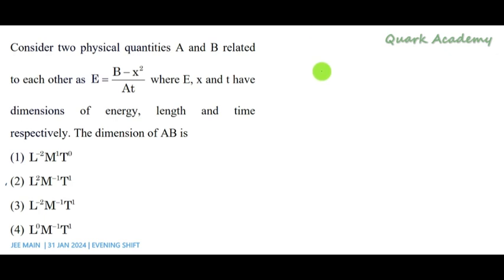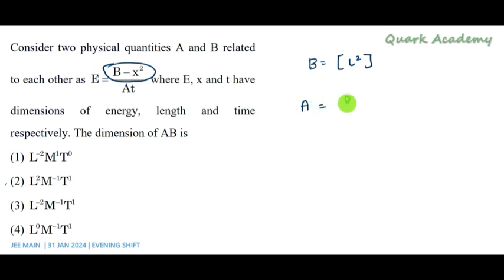This question is based on dimension analysis. We need to find the dimension of A and A multiplied by B. If we look at this expression, the dimension of B is pretty simple because it is written as B minus x squared, where x has a dimension of length. Whenever we add or subtract two quantities, they should have the same dimension. So since it is subtracted from x squared, B will have the same dimension as x squared, L squared. Now let's figure out the dimension of A.